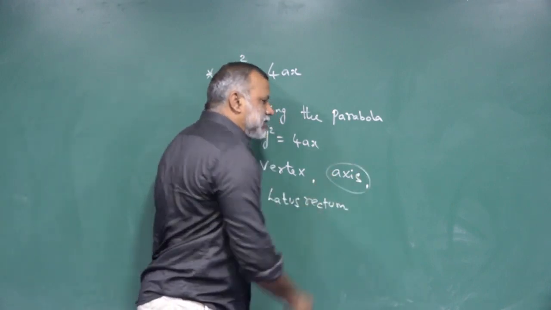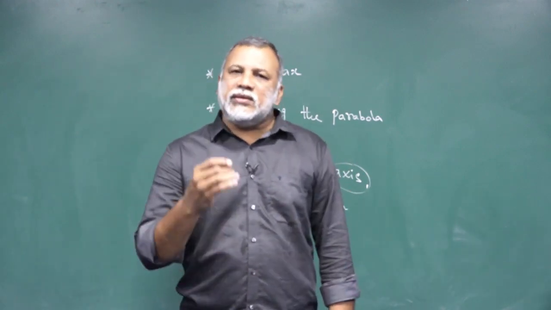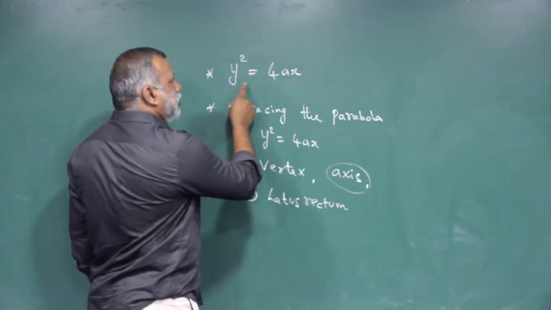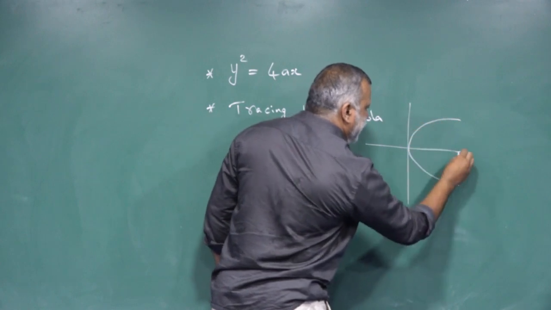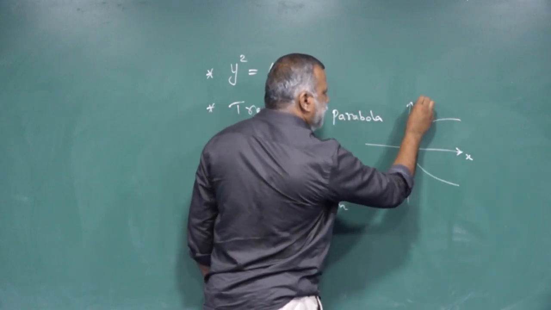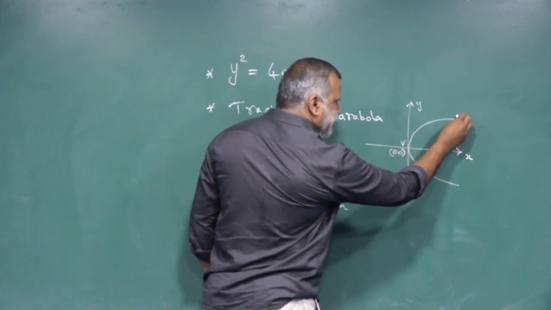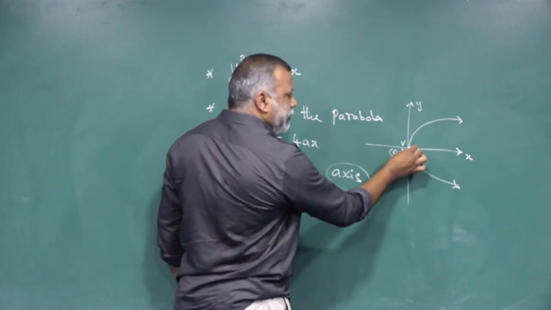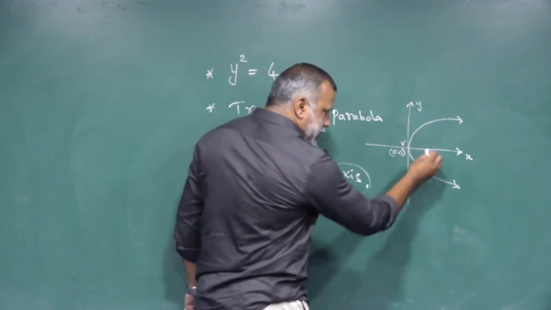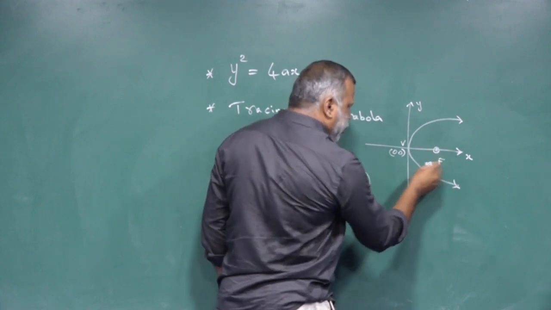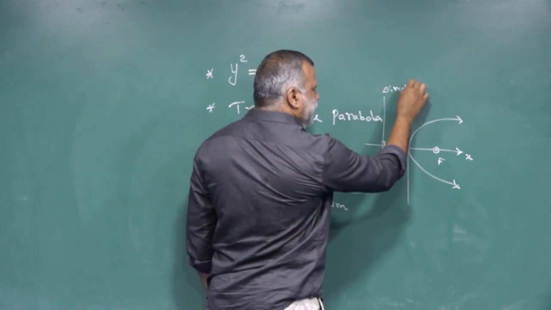What is meant by axis? The axis of symmetry is called the axis of the parabola. What is the meaning of symmetry? For example, the parabola y squared equal to 4ax is symmetrical about the x-axis. This is called the vertex. The parabola and the axis intersect at only one place, called the vertex. This point is a fixed point, called the focus. This is a fixed line, called the directrix.